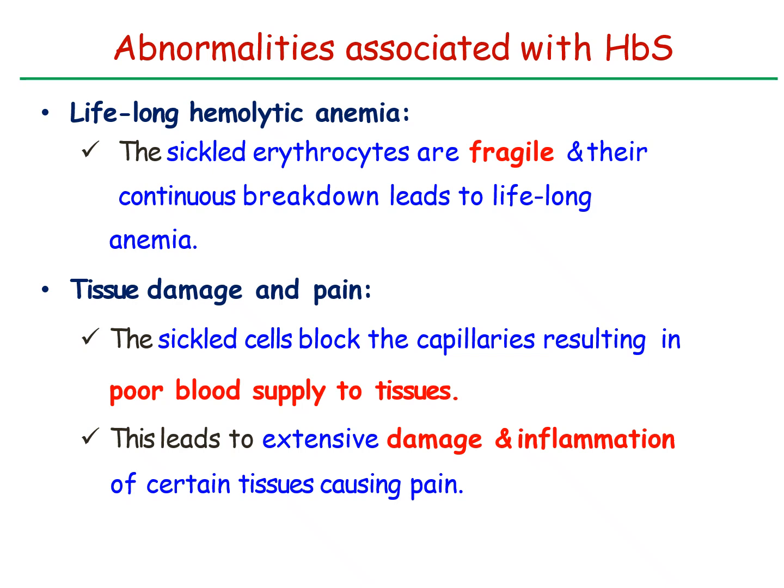Next, abnormalities associated with HbS: lifelong hemolytic anemia. The sickled erythrocytes are fragile and their continuous breakdown leads to lifelong anemia. Tissue damage and pain also happen. The sickle cells block the capillaries, resulting in poor blood supply to tissues, and this leads to extensive damage and inflammation of certain tissues, causing pain also. That's why for these patients, pain will be there.